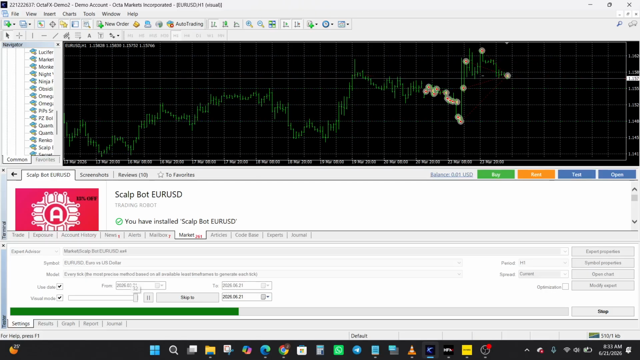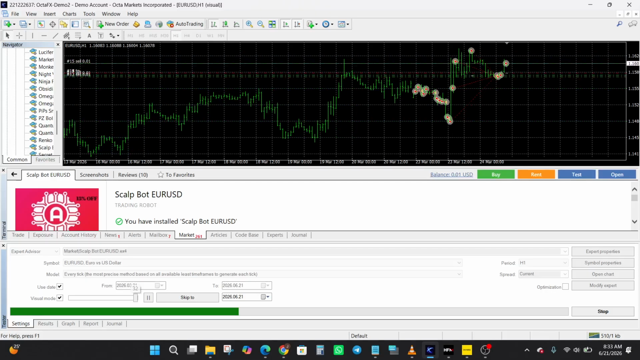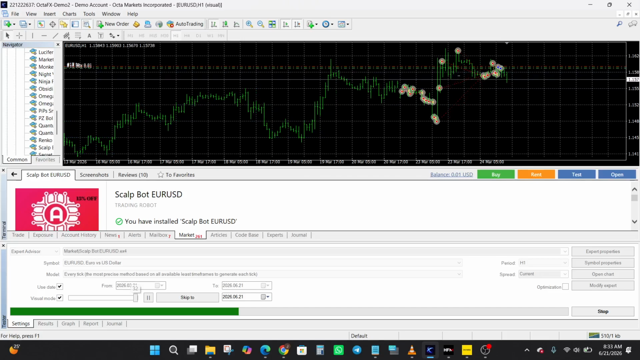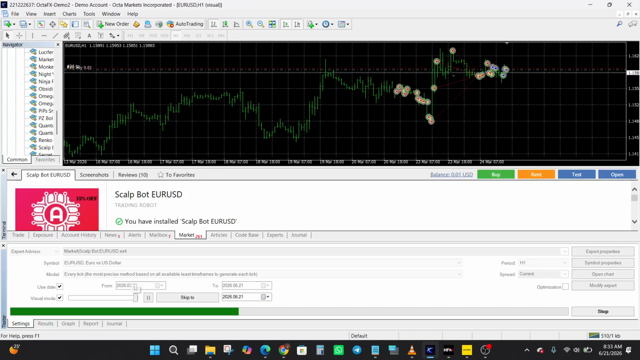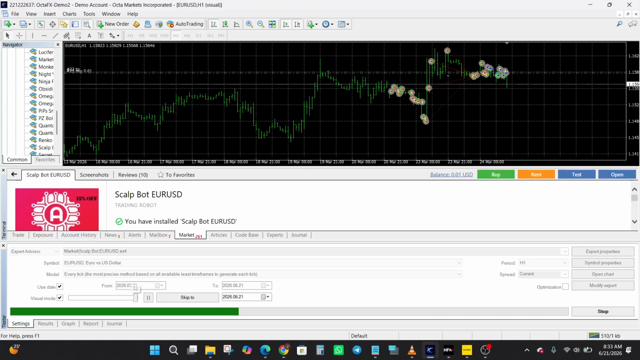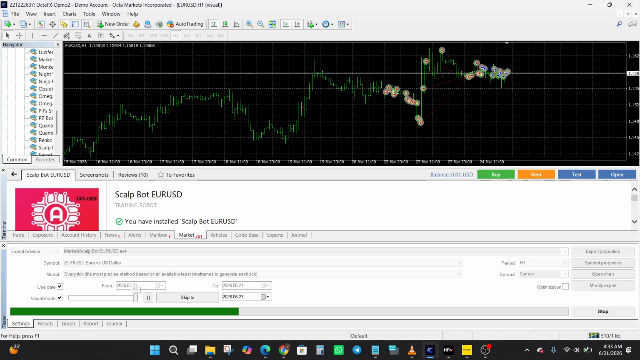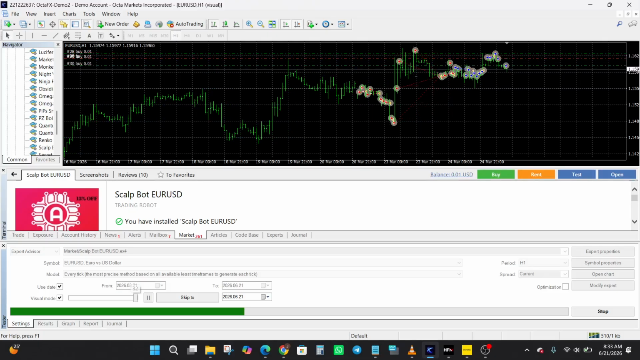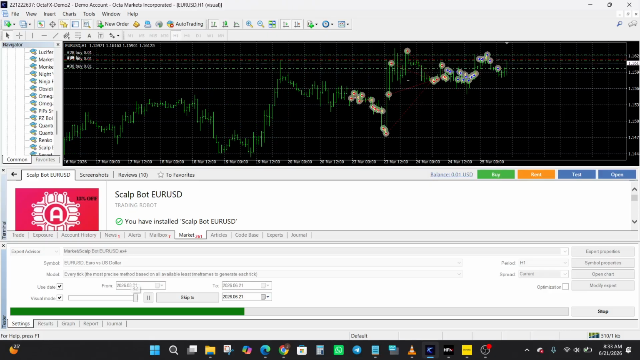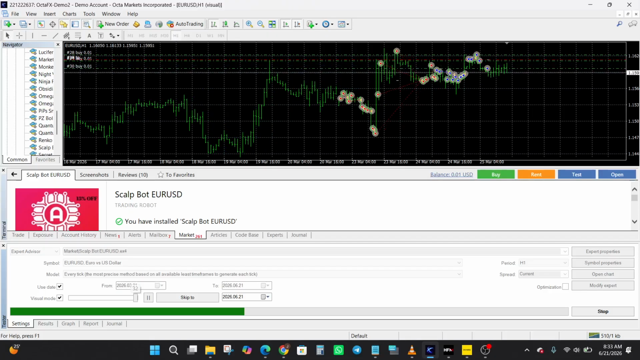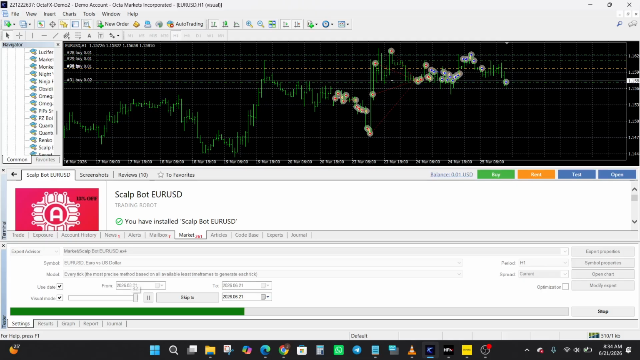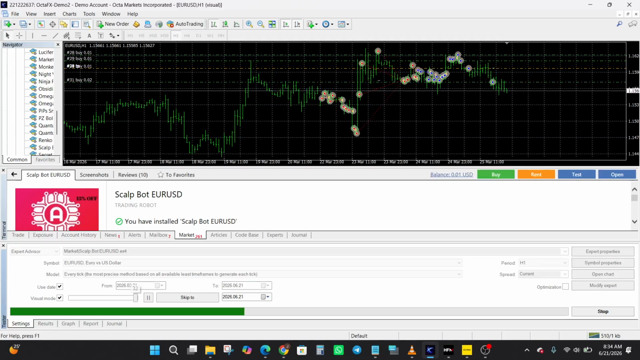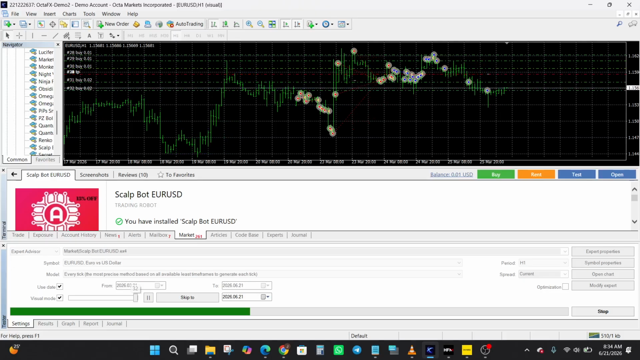Now, as we review the historical testing performance, remember that these results represent historical analysis only. They show how the EA performed under specific testing conditions and should never be interpreted as guaranteed future outcomes. Actual results can vary significantly depending on the lot size selection, account balance, broker execution quality, spread conditions, slippage, market volatility, risk settings, and any optimization choices made by the user.